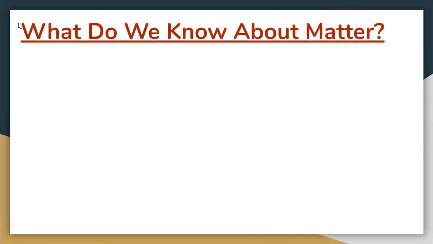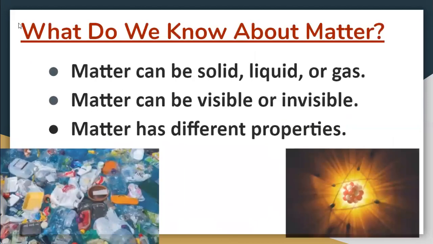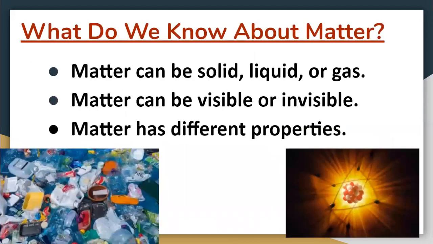Okay, what do we know about matter? Well, we know that matter can be a solid, a liquid, or a gas, and you must have learned that in your previous grades of elementary science. Matter can be visible or invisible. Think of air. Air is invisible, but it's matter. And matter has different properties.